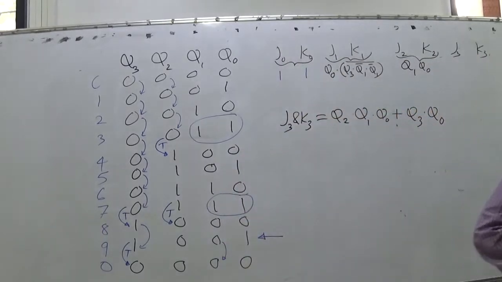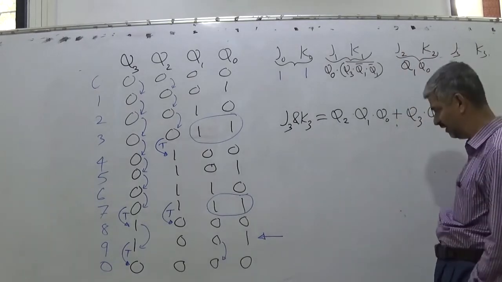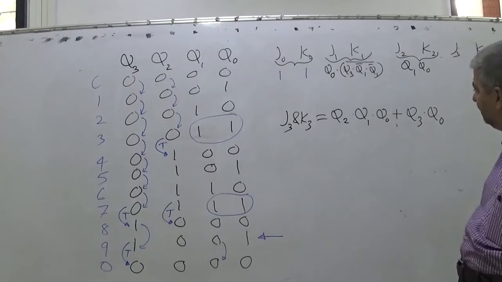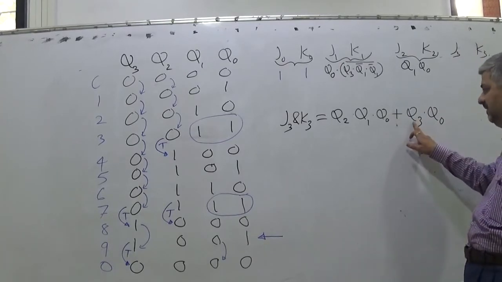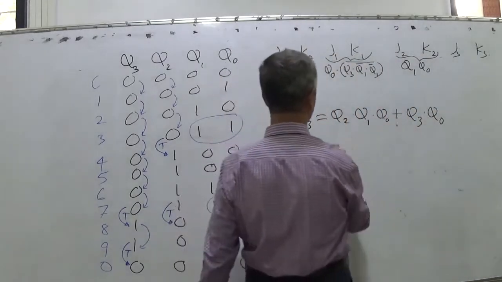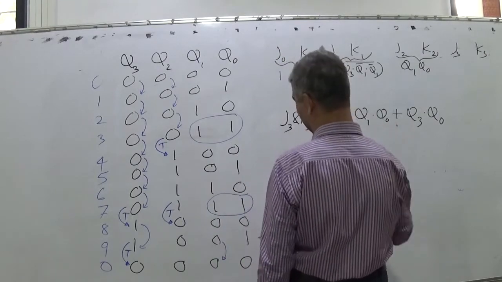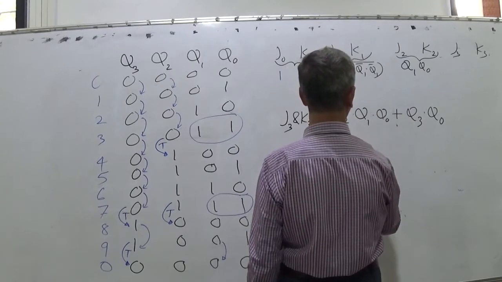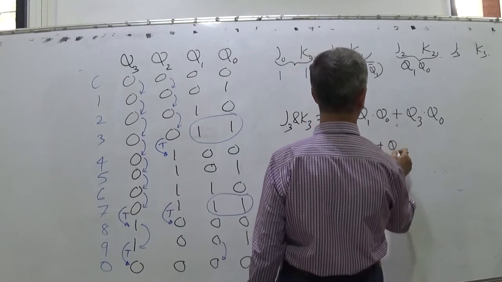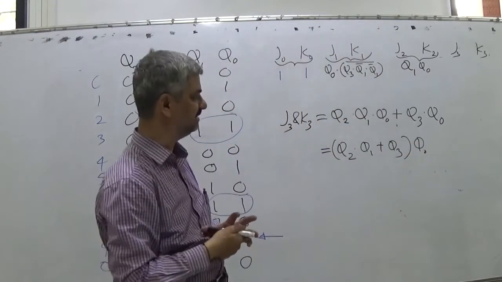So the decade counter's most significant bit Q3 is expected to toggle if the least significant 3 bits are 1, 1, 1, or if the most significant bit is 1 and the least significant bit is also 1. Then you can further simplify by taking Q0 common. By taking Q0 common, you can say Q2 dot Q1 plus Q3 into Q0. So there are many ways with which you can design.